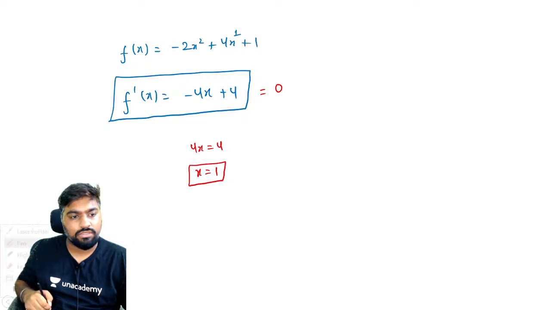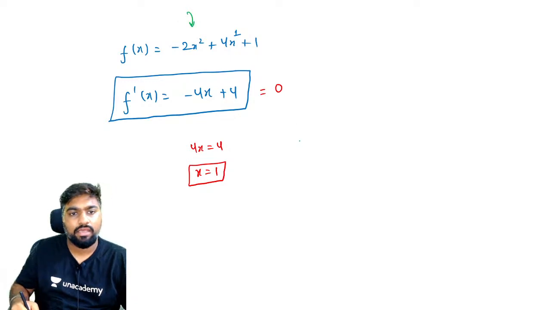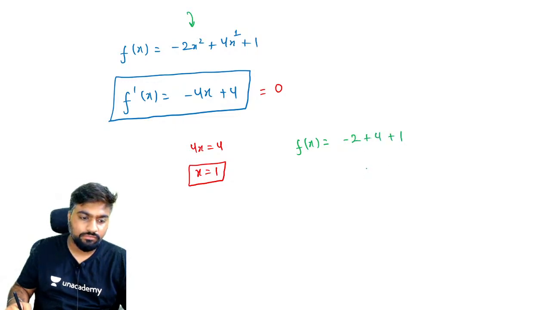If I substitute x equal to 1 here, what will I get? f of x will become equal to minus 2 plus 4 plus 1. Yes, plus 1, correct. Which is how much? 3. Clear?